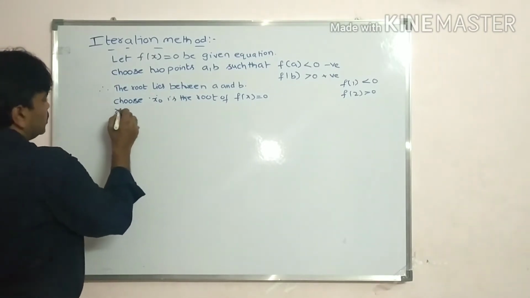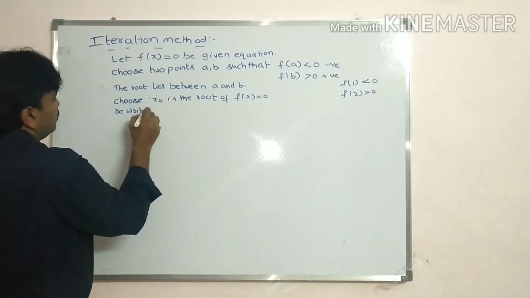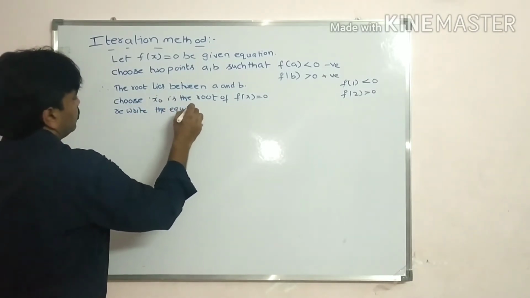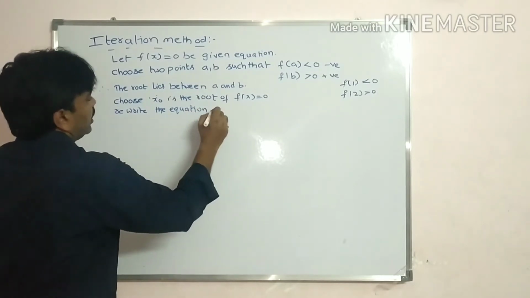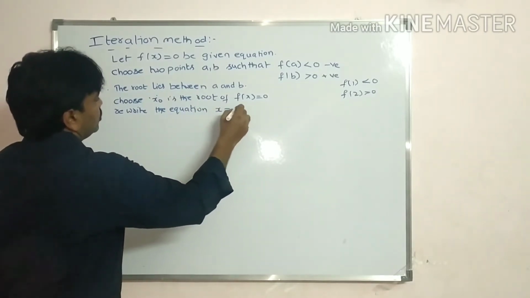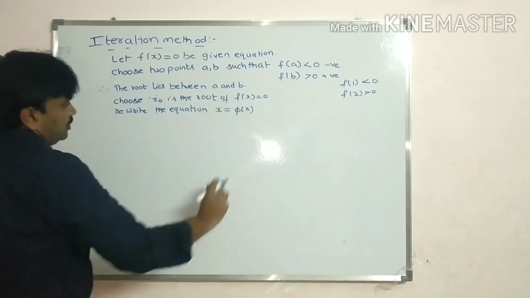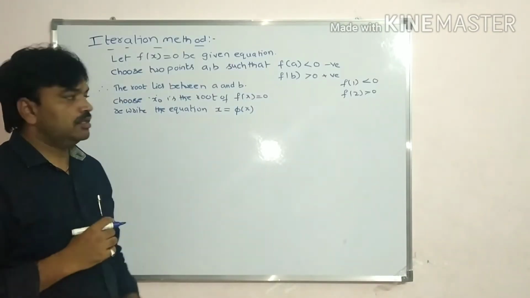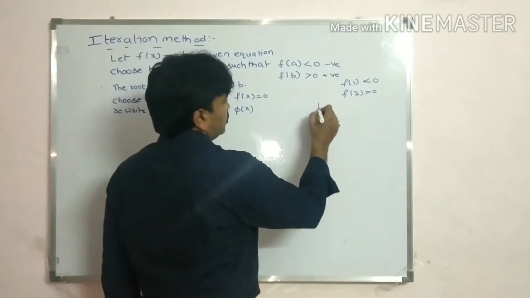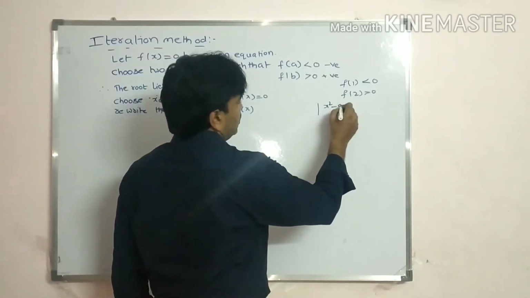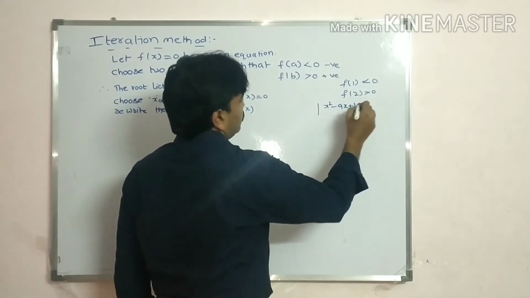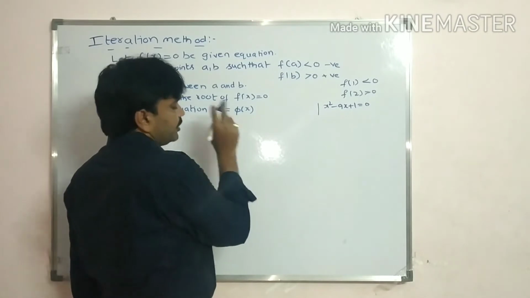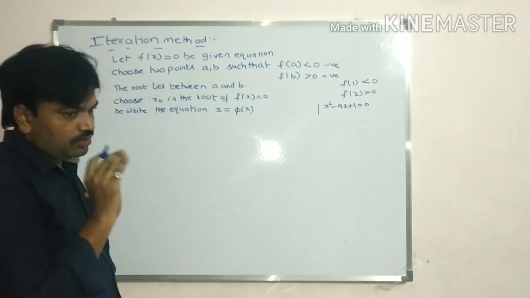Now you rewrite the equation as x is equal to phi of x. Let us see, students, here. Suppose there is x square minus 9x plus 1 is equal to 0, students. What it says here, right? x is equal to phi of x.